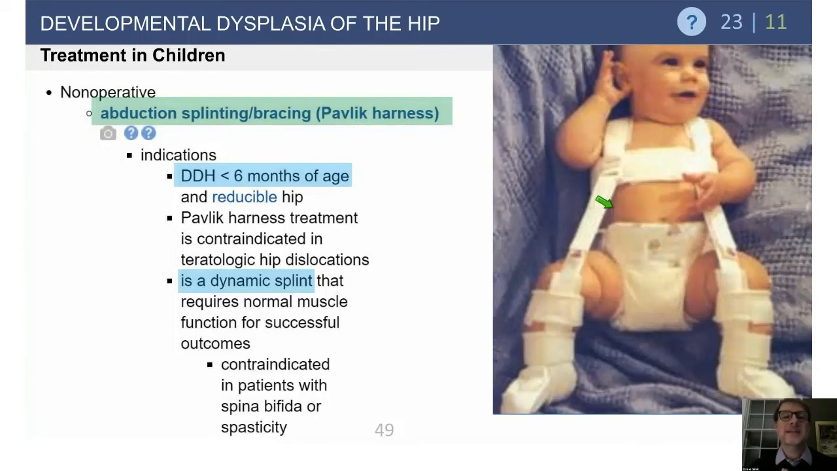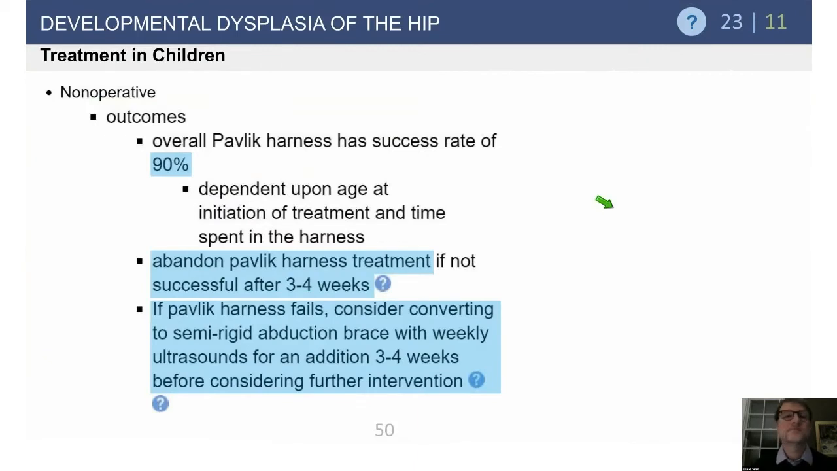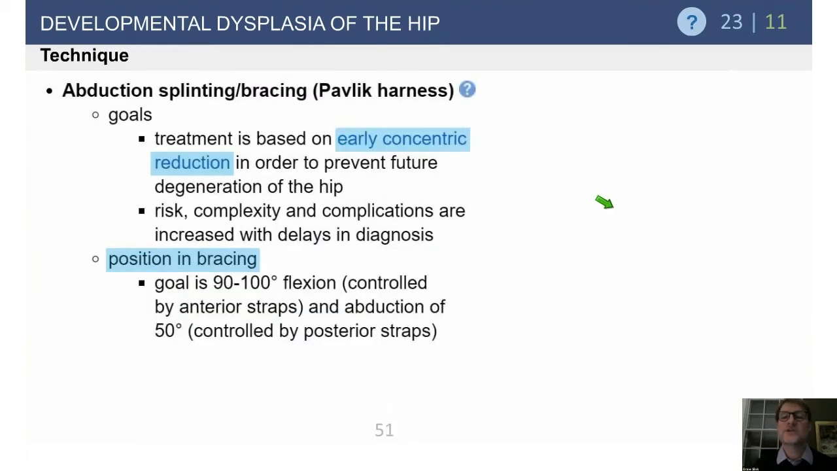So anybody with DDH under 6 months of age, the initial treatment is a Pavlik harness. It's a dynamic splint that actually uses the muscles and how the kids move to reduce the hip. Its success is 90% in some hips, but it could be a little less in bilateral hips, male hips, right hips, or teratologic hips. In most Ortolani or Barlow reducible hips, it's fairly productive. If it is not better by 3 to 4 weeks, and this is a very common thing, you need to remove the Pavlik harness and try something else, which is usually a semi-rigid brace.